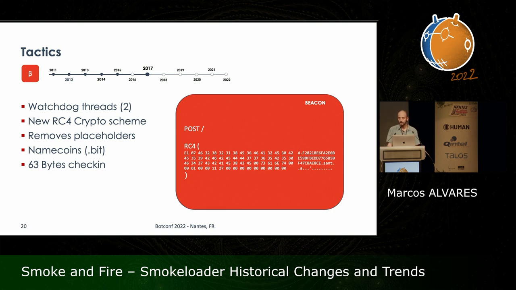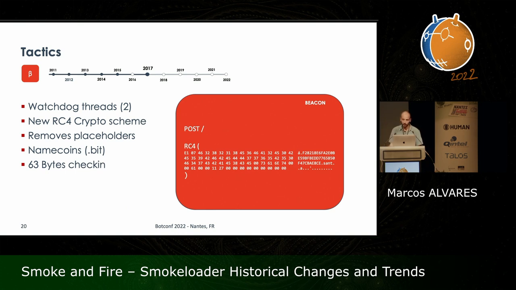Then in 2016, we didn't have any major release of Smokeloader. They had a break or some vacations, I don't know. But in 2017, they came back full power, and we could start to see what we understand as the modern versions of Smokeloader, what we can see nowadays. They started to implement watchdog threads to check for analysis attempts: they check process names, foreground window titles, and loaded DLLs, and if they detect something, they just exit.